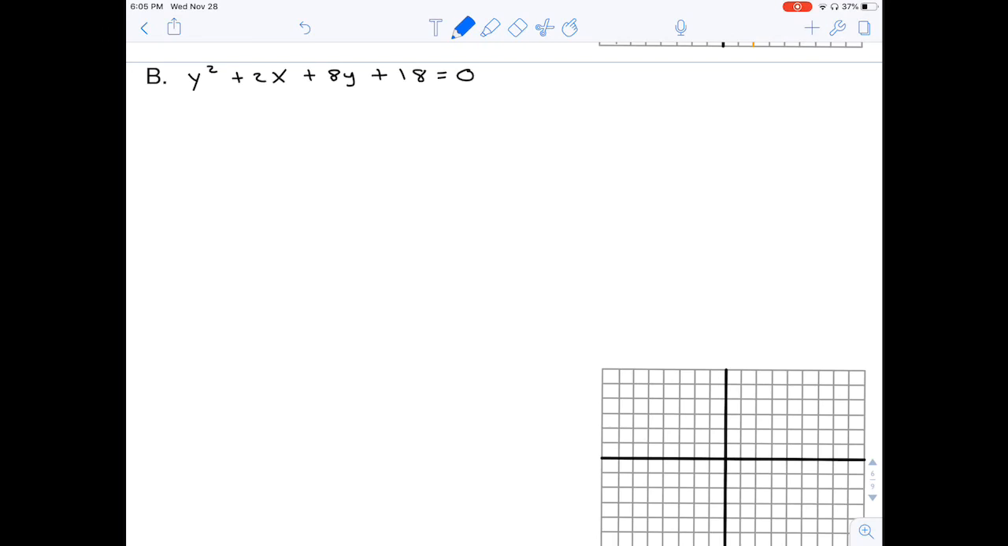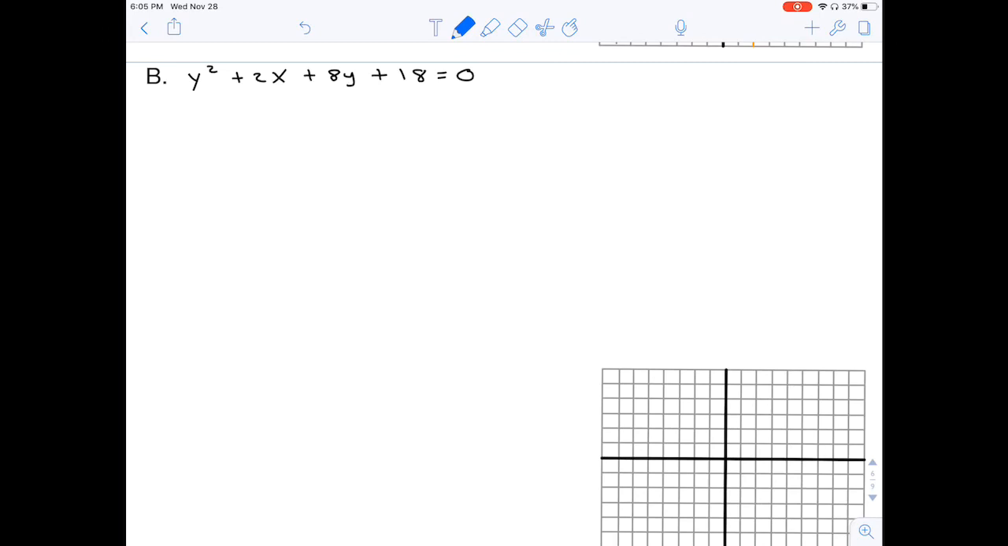Okay. Let's go and do the next one. What I want you to do at this point is put this into standard form by completing the square. Remember, look at which variable is squared. Is it x squared or y squared? If it's x squared, we're going to be putting it into a vertical format. If it's y squared, we're going to be putting it into a horizontal format. So stop the video, complete the square, and put it in standard form.